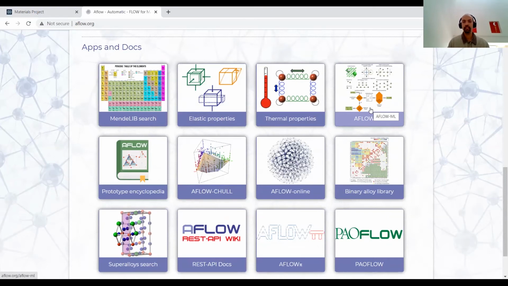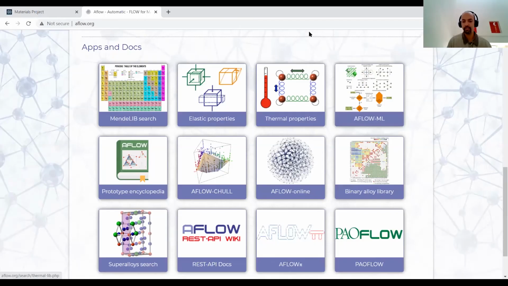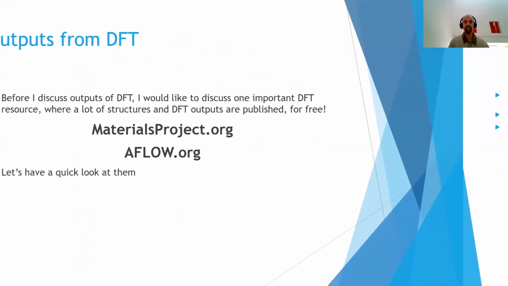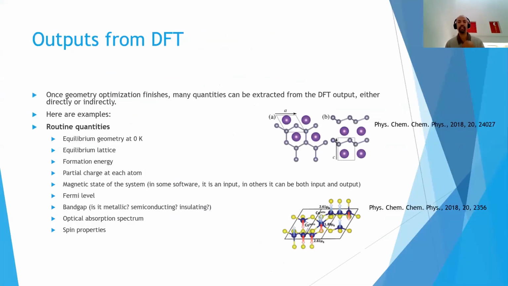So what I showed you here, let me just stop sharing. I'm going to go back to my slides. Sorry for doing this sharing thing over again. So the reason I showed you these two, Materials Project and AFlow, is to just show you some outputs that you get from DFT. Now let's have a quick look at what things people get from DFT. I'm going to also show you some examples from papers, my papers, or papers I've been involved in, figures.